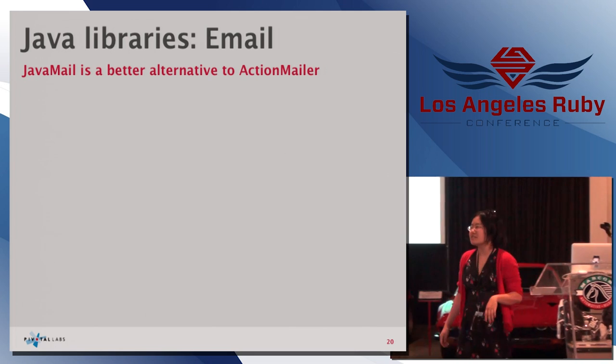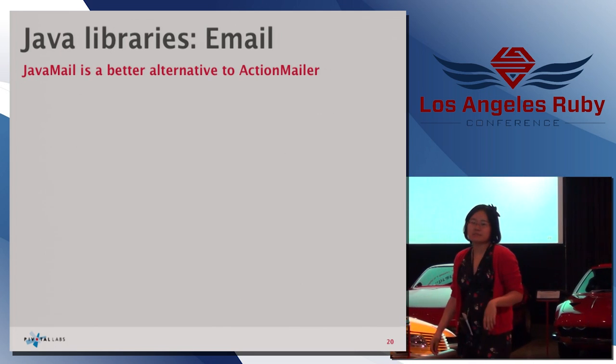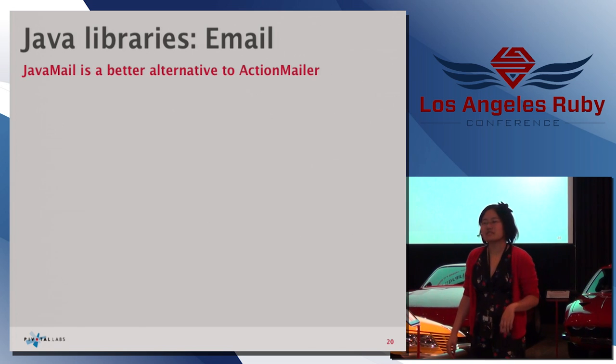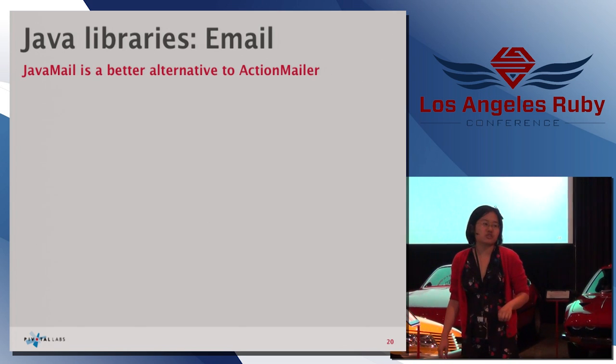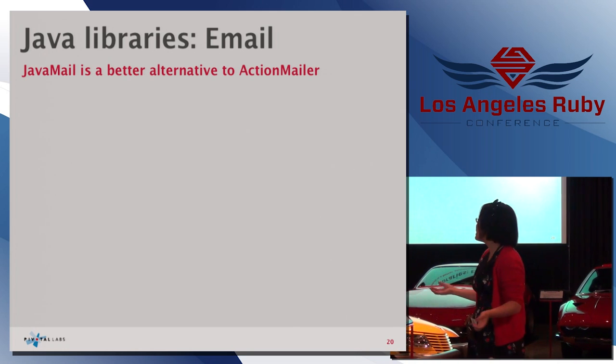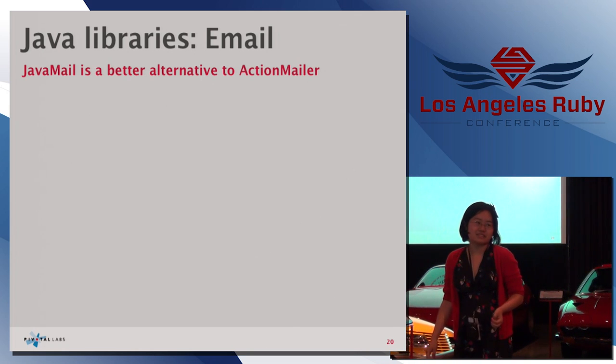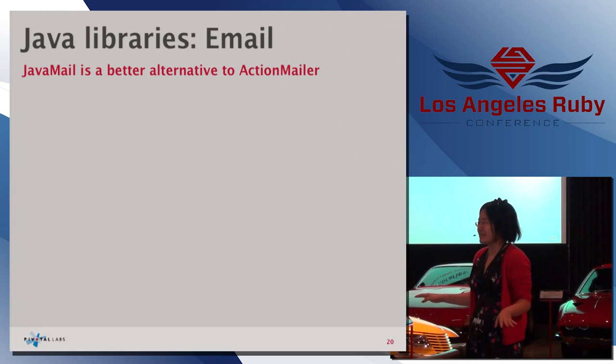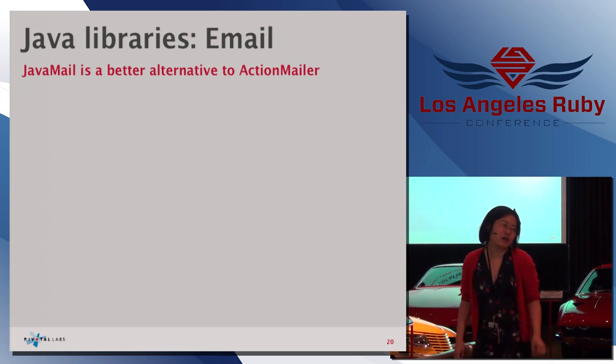The next one is email. Yes, I know ActionMailer is part of Rails, but ActionMailer doesn't provide a lot of fine-grained control, especially if you want to play with headers or do anything fancy. JavaMail is actually a really great library. I haven't used it, but I've heard it's great, and there's actually a Ruby wrapper around it.